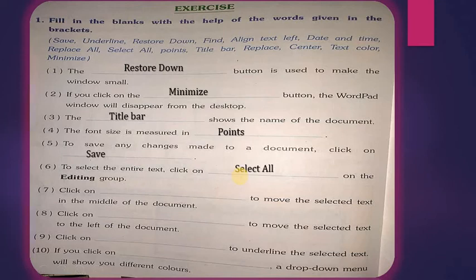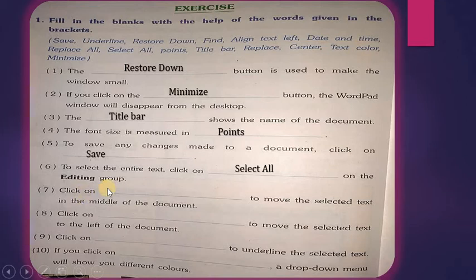Select all. We can see this in the Microsoft Office Word program also in the next lecture. Till then you just have to remember the answer. Select all text is used from the editing group to select the entire text, right? Now number 7.